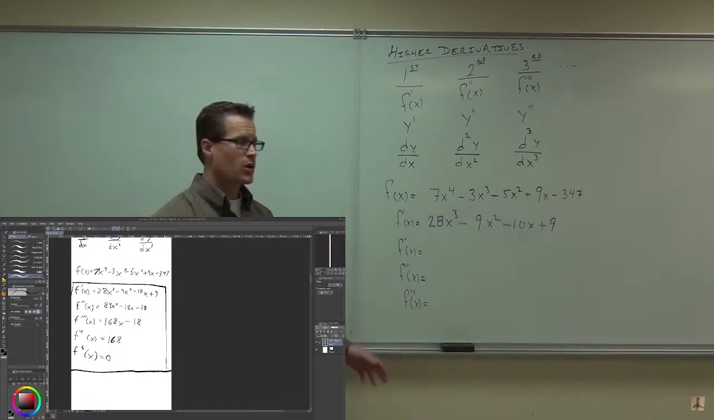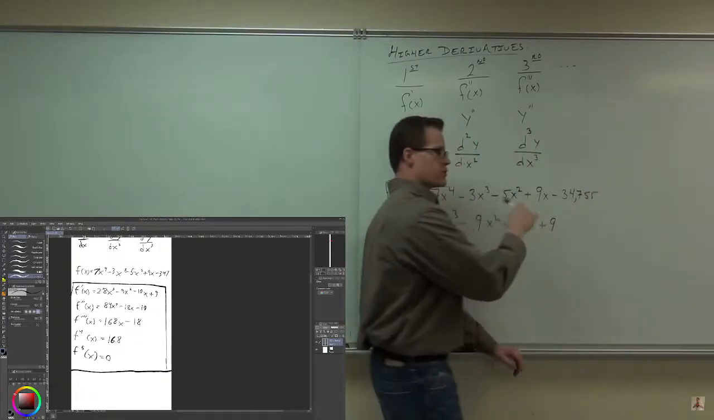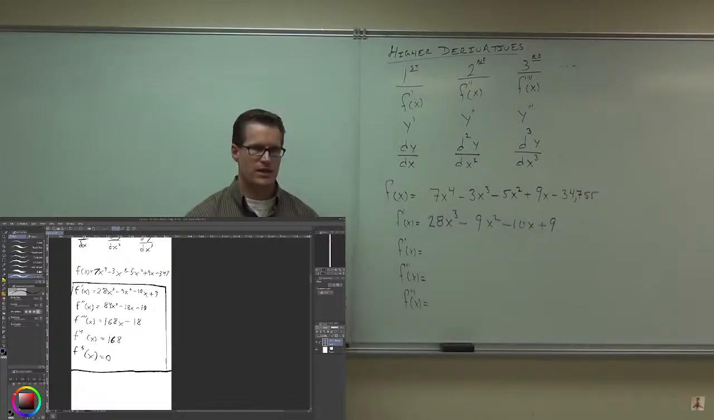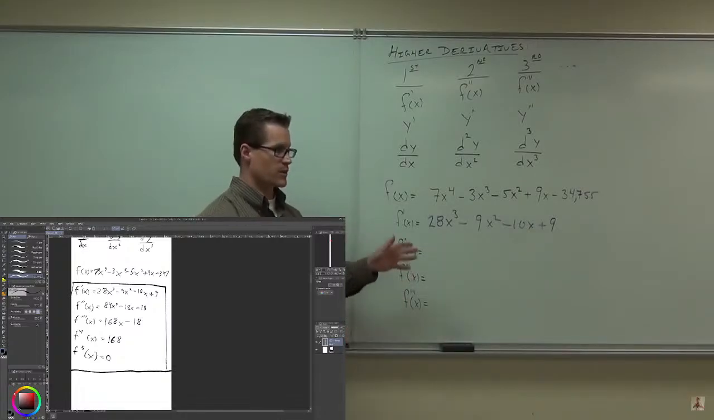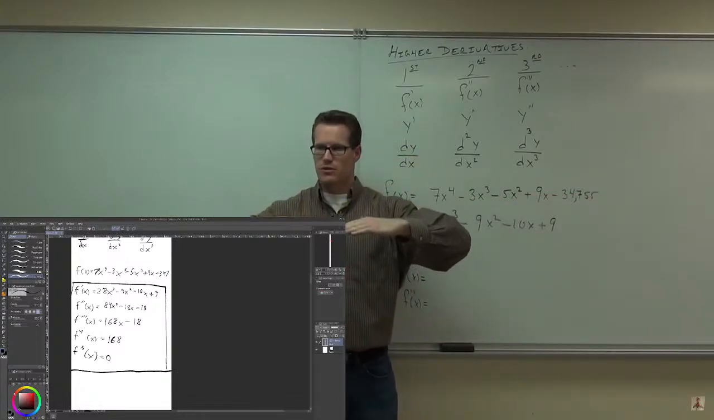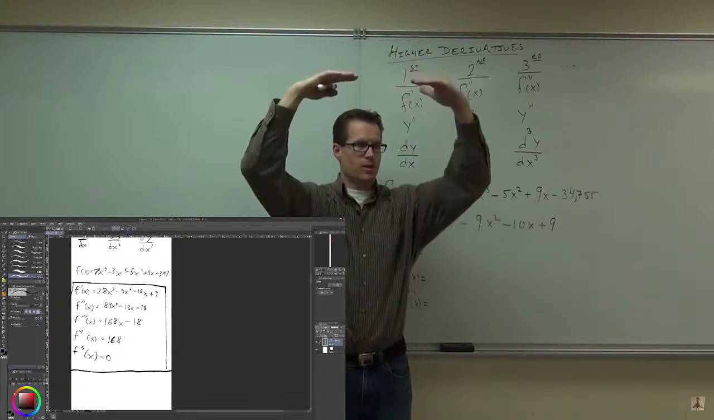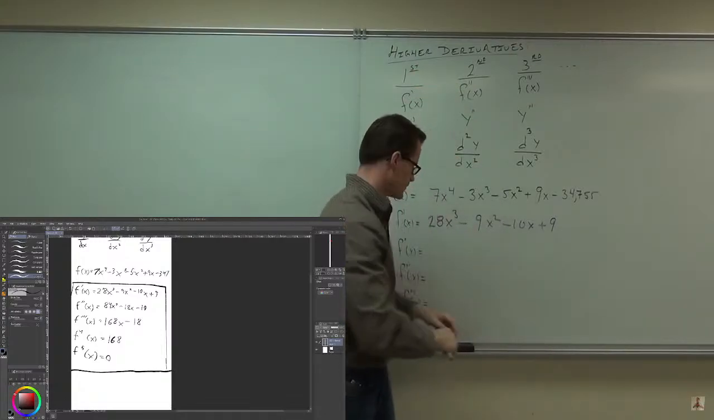Here's what's interesting too. What if I made this 34,755? Would this derivative change? Doesn't matter. That constant really has no effect on your derivative, because we're talking about the slope. All this is really a shift upward or downward. If we're just shifting the whole function up or down, it doesn't affect the slope of the function. So that really doesn't affect it, which is interesting.